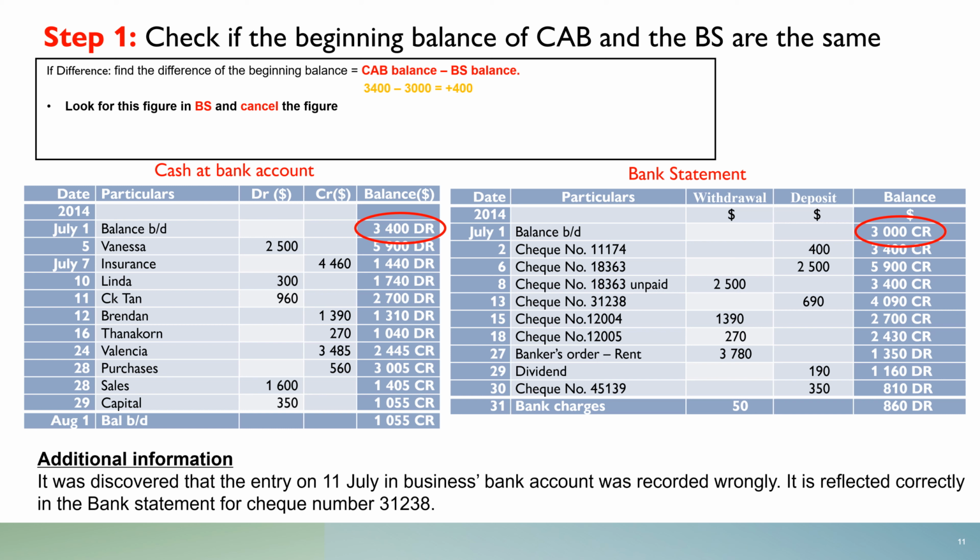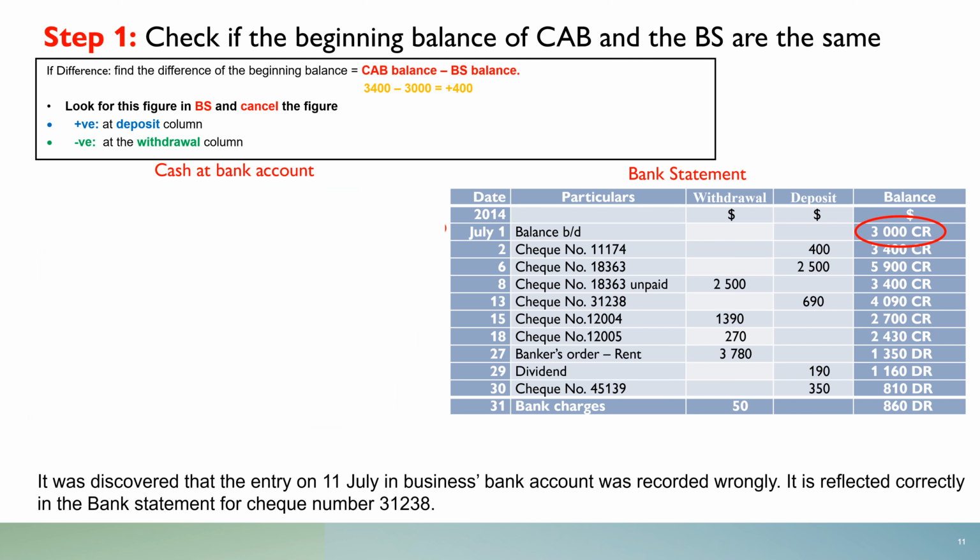We will have to look for this figure in the bank statement and cancel this figure. If the figure is a positive, we will look at this figure in the deposit column. If the figure is a negative figure, we will look for this figure in the withdrawal column. So now we will focus just on our bank statement. Since the difference now is a positive 400, we will look at the deposit column, search for the 400, and cancel the 400. Okay, we found it. It's here, so we will cancel the figure.